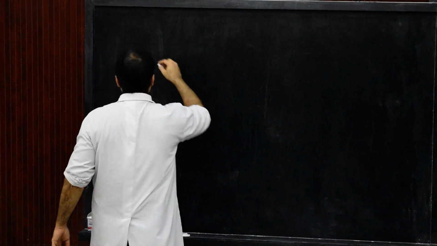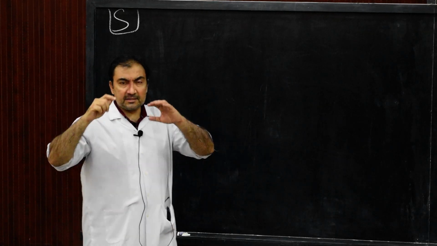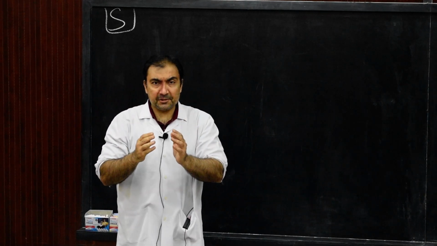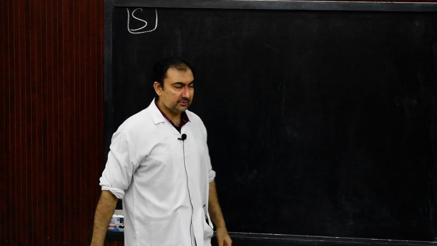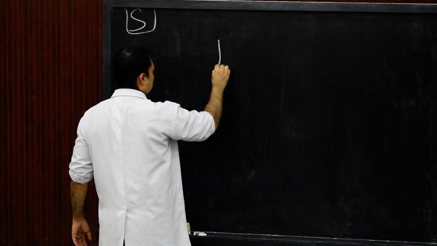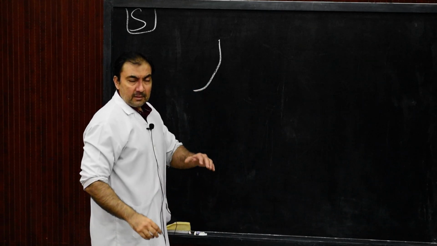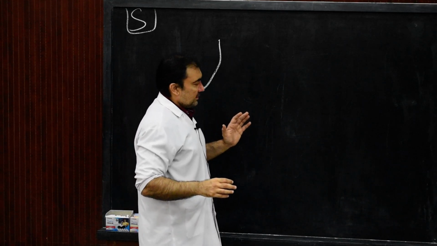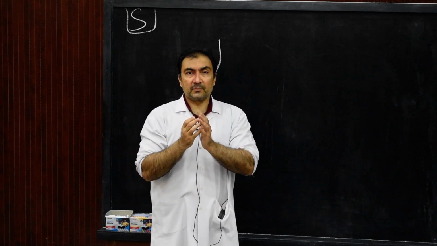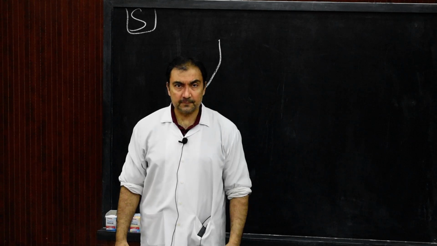In this embryology lecture on the development of the stomach, the stomach will develop as a fusiform dilatation from the lower part of the foregut. Now, this stomach will initially have a ventral and a dorsal border.